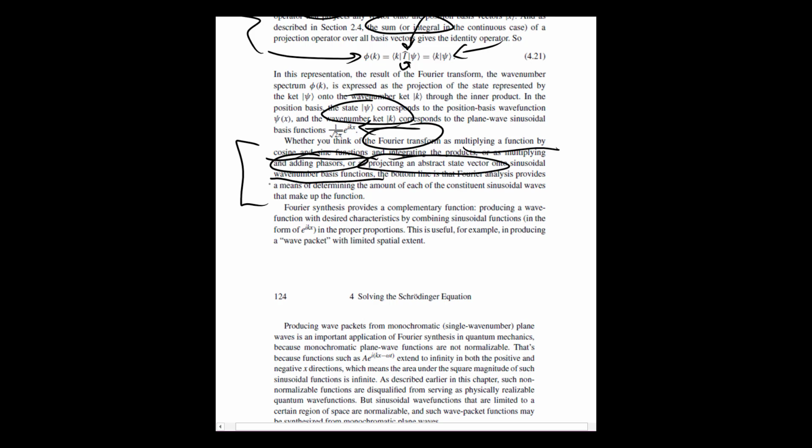Each of those is a perfectly valid way of looking at the Fourier analysis function provided by the Fourier transform. As it says here, Fourier synthesis is the complementary function. We're going to produce a wave function with the characteristics we want by combining sinusoidal functions in the proper proportions. What we're going to do with that is to make a wave packet which has limited spatial extent.